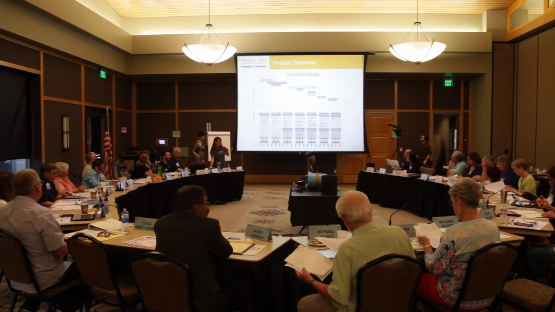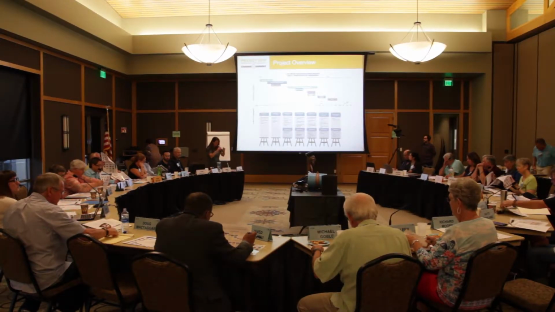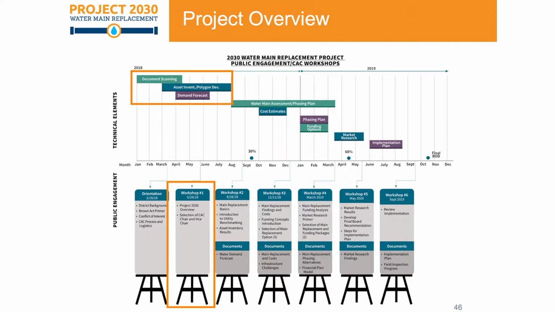So I think everyone has this on the back of their placemat right here. I'd just like to go over this with you in a little bit more detail. This is our Project 2030 study schedule. As you can see at the top half of the graphic, it shows the various technical elements of the study, and then also the schedule. We are currently in the orange boxed areas. We're just starting off. The first at the top there, we have document scanning, asset inventory, and demand forecast. That's what we are currently working on at our office and at Roger's office.